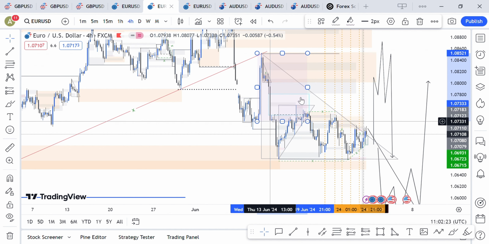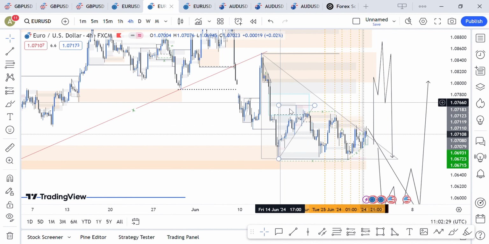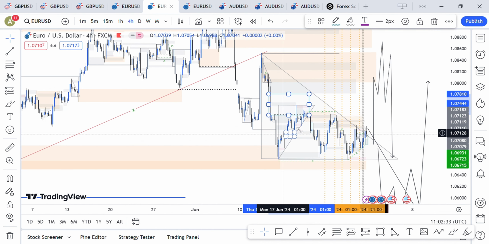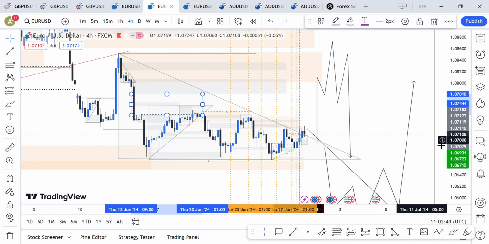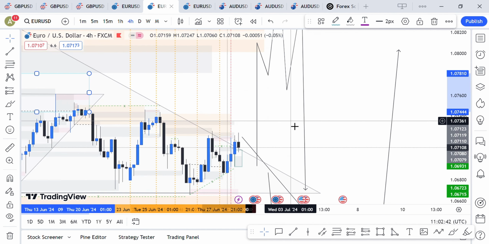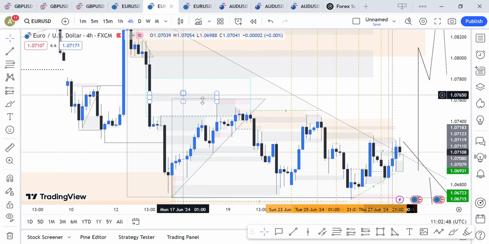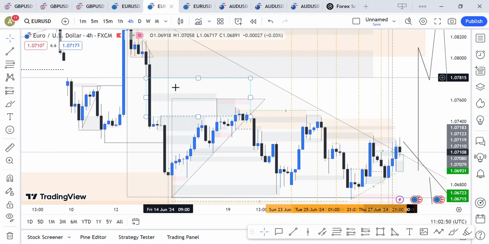So I'm going to remove this because it has already been mitigated. This is the daily POI, so let me do that. And also this is the 1 hour POI. I normally put it just to see if there are any other POIs that were nested inside of it. As you can see here, on the other week, price did actually come into that 1 hour POI.